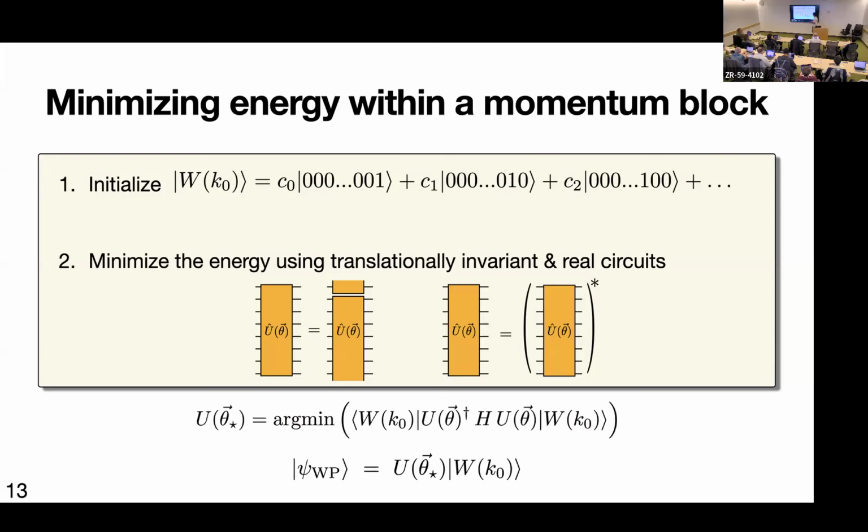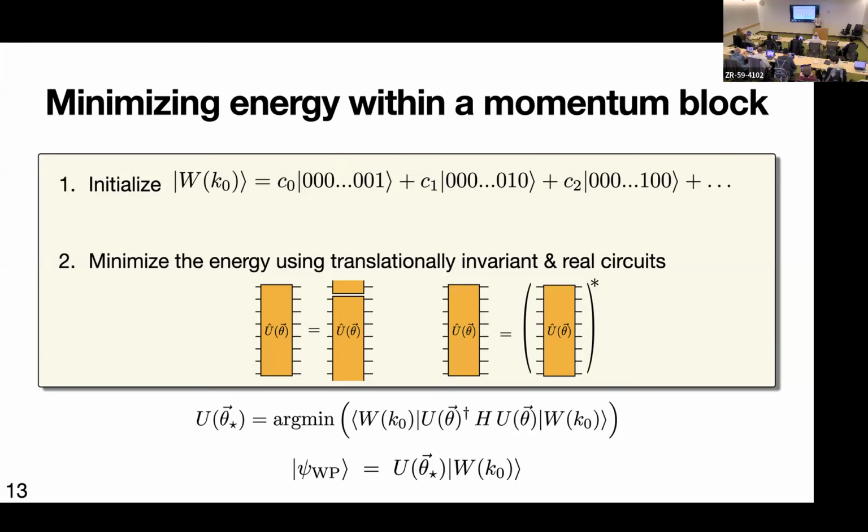So, more formally, the energy minimization problem looks like the following. You start with this W of K0 state. You act with some parametrized circuit or unitary U of theta. Then you minimize the energy. The unitary that minimizes the energy is this U of theta star, and you can prepare this target wave packet state with U of theta star acting on W.